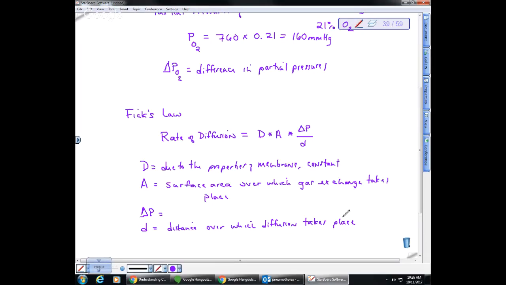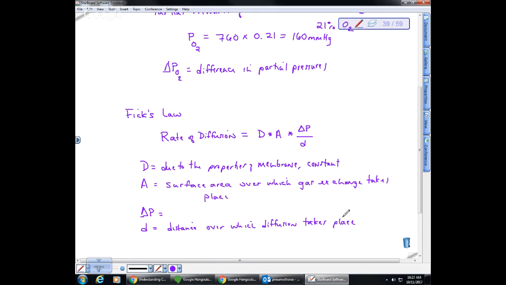So the respiratory membrane has to be thin. It has to have a large surface area, and there has to be a difference in the partial pressures from one side to the other of the respiratory membrane for the diffusion to take place. If any of those break down, like when you have emphysema or COPD, then you're not going to have a rate of diffusion fast enough, and you're not going to be able to get as much oxygen.